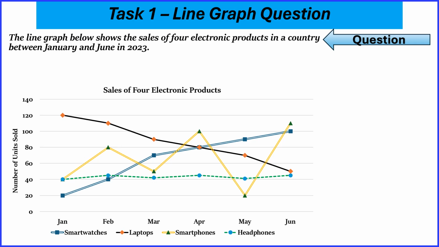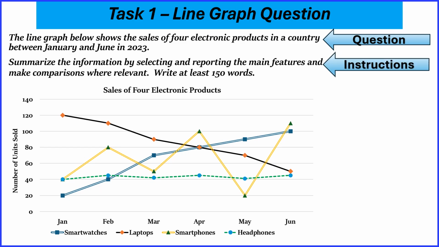Next, let's look at the instructions. Summarize the information by selecting and reporting the main features and make comparisons where relevant. Write at least 150 words. These instructions tell us what we need to do. We must summarize the main features of the graph, make comparisons between the products where relevant, and write at least 150 words. Now let's explore the title of the graph.